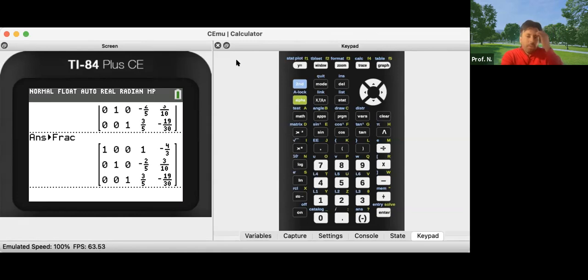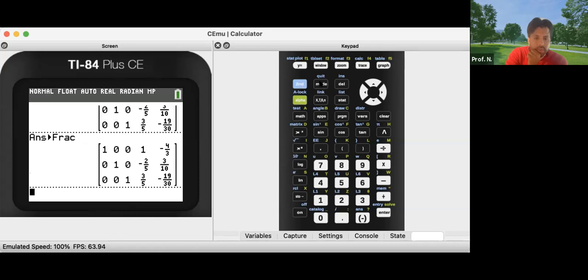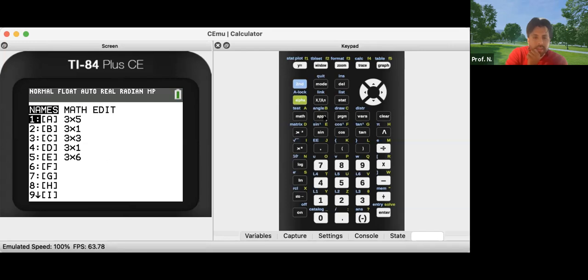What are the buttons for row reduced echelon? Yes, that's a great question. Yes, these are things you should know. So first of all, you have to have a matrix to deal with, right? So you have to edit the matrix and then input the values. Then once you have it, you can always refer to them under names. To find a row reduced echelon form, you go to second, matrix, which is the x to the negative 1 power.